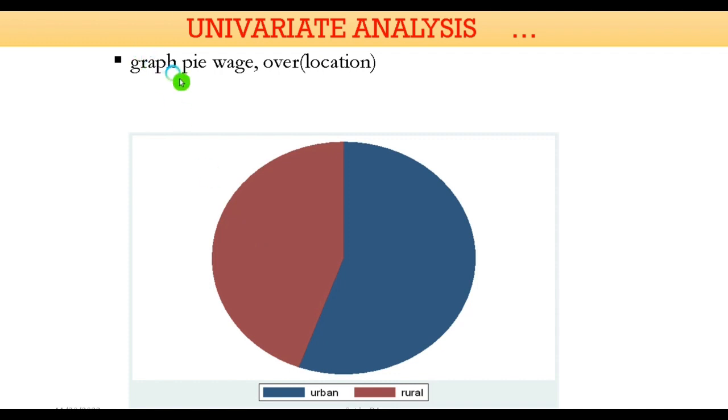Again, you can explain your graph by using the graph pie command, and the variable you want, in this case wage. Maybe you can use one variable as criteria, let's say location. Then you will get this answer. This one is the case of urban, the blue one. The red or brown one is the rural area.